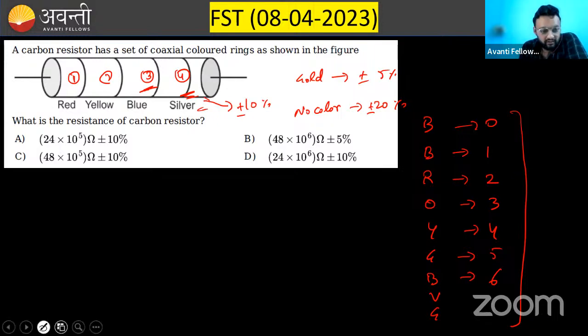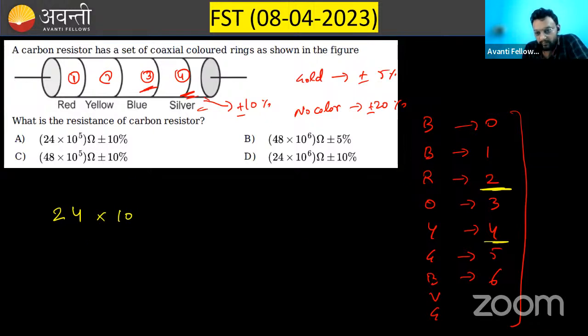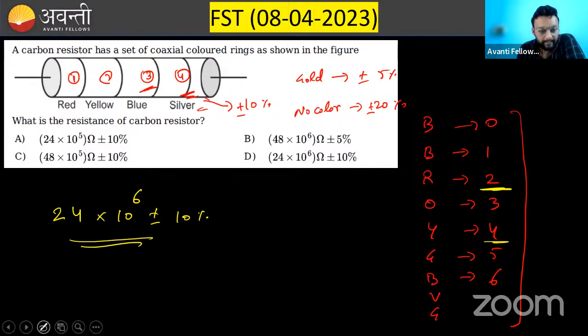So out of this, if I talk about the question, the first strip is of red color. Red means 2. Second is of yellow color. Yellow means 4. That is 24. The third strip gives the power of 10, and blue color has a power of 6. So 10 raised to power 6. Silver has a tolerance of plus minus 10%. That is 24 into 10 raised to power 6, plus minus 10%. So which is the option number, A, B, C, D?